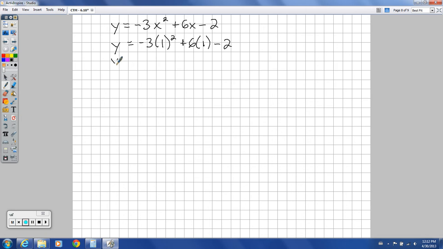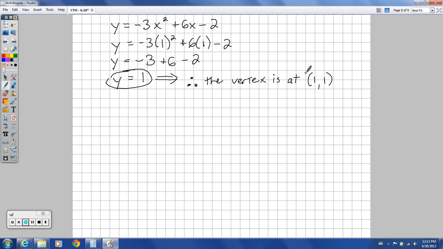That becomes y equals, this will be negative 3 times 1 would just be negative 3. I'm going to have plus 6 right here, minus 2. Therefore, my y value is going to be, put these together, negative 3 plus 6 is 3. 3 minus 2 is 1. Look at that, happen to be the same value. So, interesting. So y is equal to 1. Therefore, this is going to imply that the vertex is at (1, 1). Beautiful. All right. So let's move on to part D now.